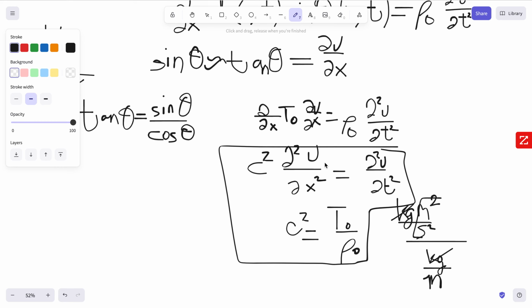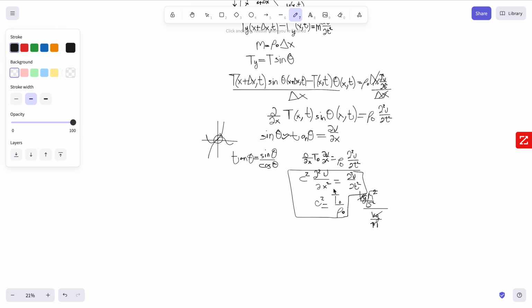You'll notice the only difference this has with the heat equation is that we're looking at the second derivative with respect to t rather than the first derivative. And so the way to solve this equation is actually quite similar, using separation of variables and Fourier series, very similar to the heat equation.